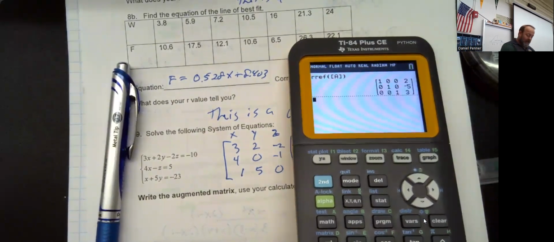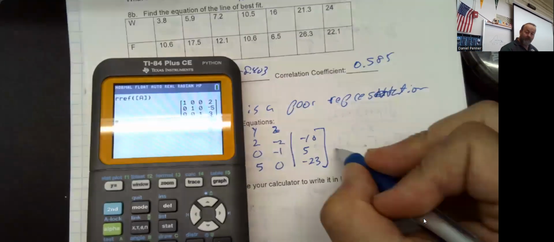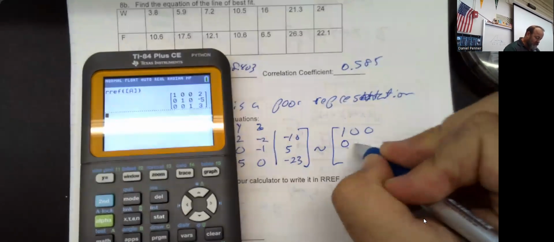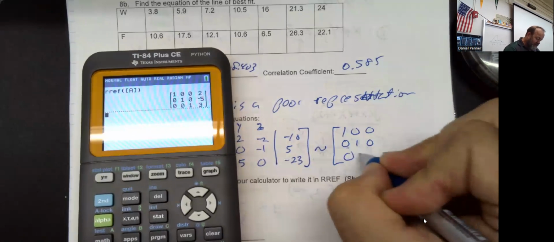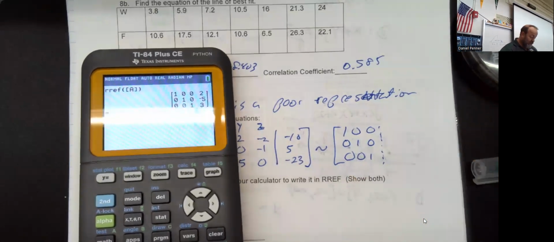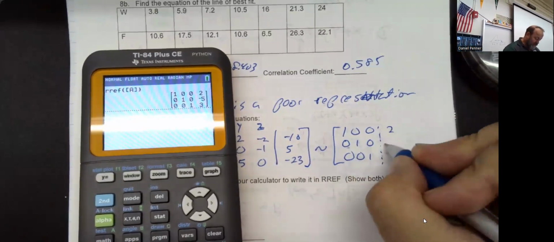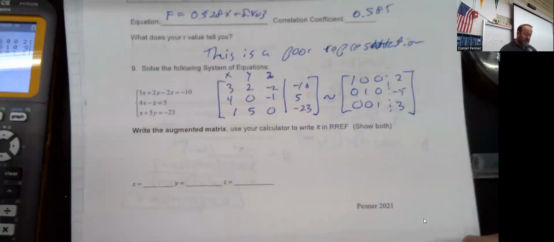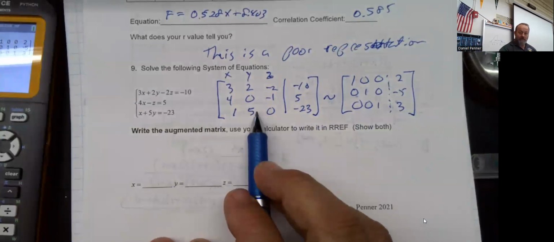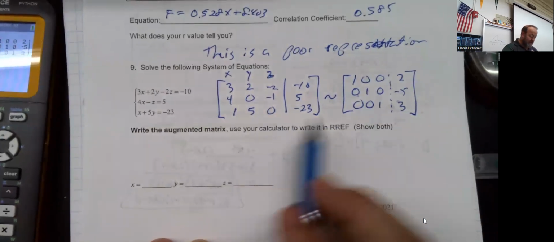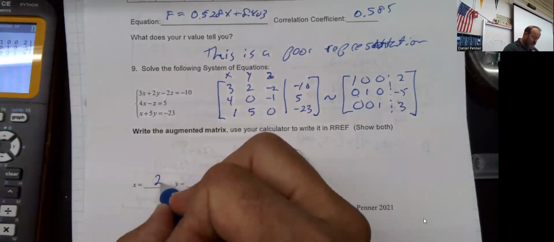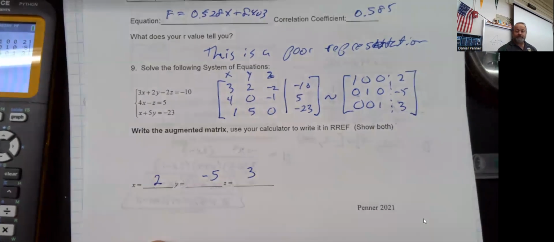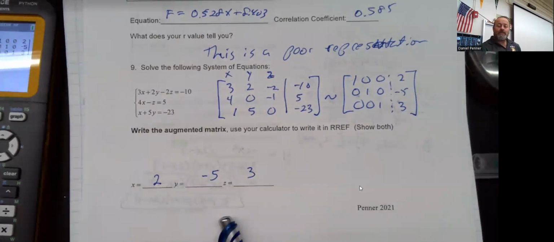And when I do that, I got my row reduced echelon form. That's what I was looking for, which always should have zeros everywhere except for down the diagonal. And then I have the answers right there in that column, which leads me to my summary statement right here: x is 2, y is -5, and z is 3.